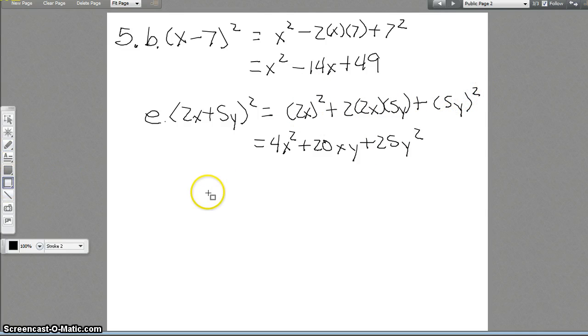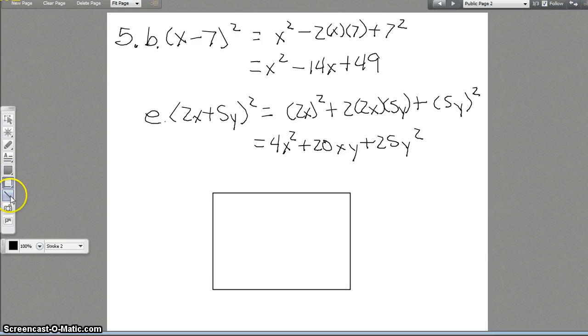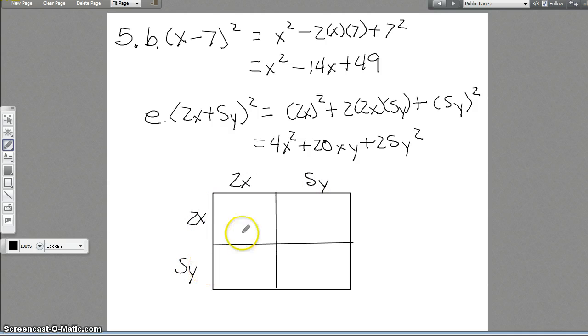Or you can do your grid method. Or you can just multiply it out. So if we wanted to do the grid method for this one, it would be 2x and 5y, 2x and 5y. And we would have 4x squared in the first box, and then we would have 10xy and 10xy and 25y squared. So this is something that you've been doing for a long time. I don't think this part should cause you any problems. This is number 5, which is just like number 12 that I assigned for homework.